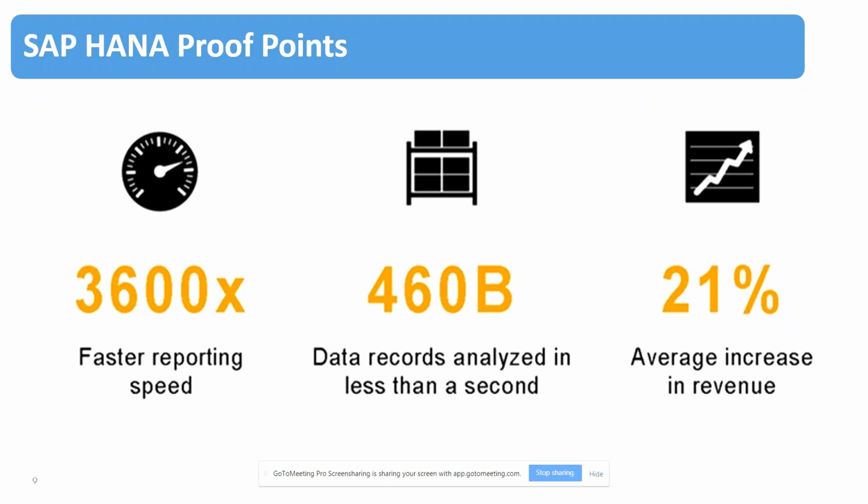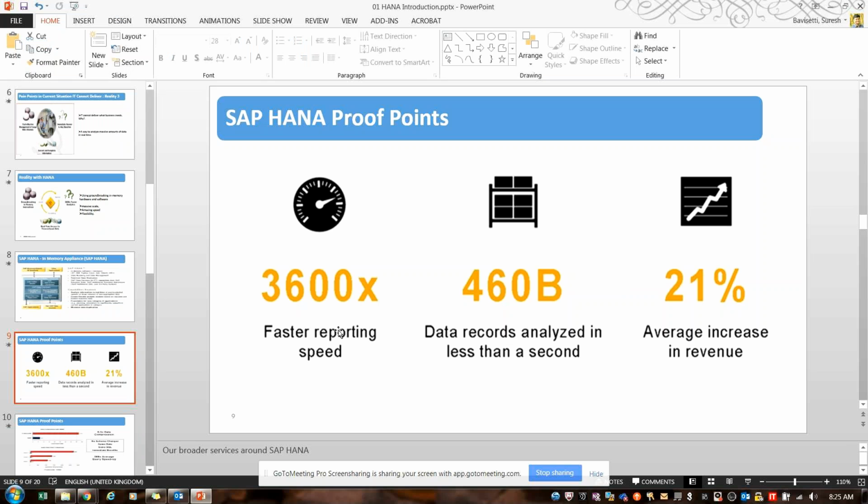Here we have the introduction of HANA. At the time of introduction, SAP came up with these proof points when compared to traditional databases and traditional software. HANA has 3600 times faster reporting speed, and it can deal with 460 billion records in less than a second, and also has an average increase in memory. How can we define the 3600 times fast reporting speed?